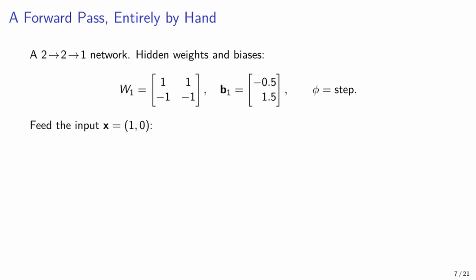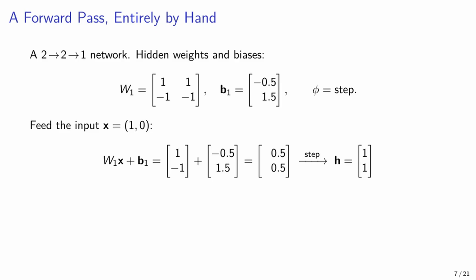Let us make it concrete and run a forward pass with no computer at all. A network with 2 inputs, 2 hidden neurons, and 1 output. Here are the hidden weights and biases, and the activation is a simple step. Feed in the input (1, 0).